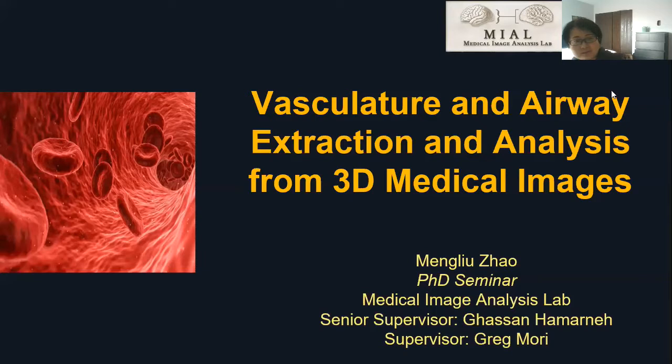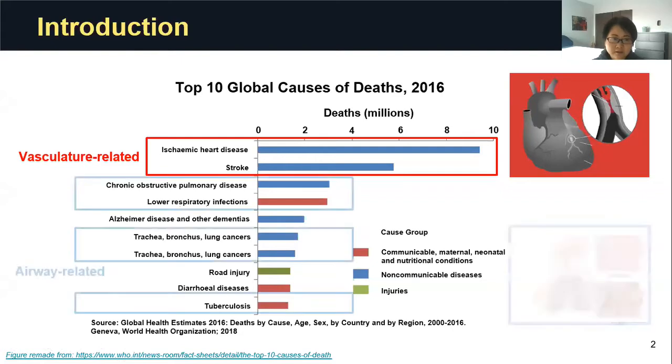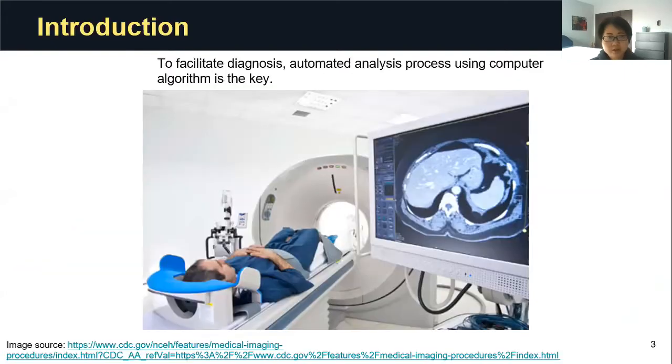Thanks for coming to my seminar today, everybody. My topic today is vasculature and airway extraction and analysis from 3D medical images. The reason we chose this topic is that, according to WHO 2016 statistics, the top 10 global causes of death are highly related to vasculature and airway structures in the human body. So to facilitate diagnosis, it's very crucial to use an automated analysis process with computer algorithms.